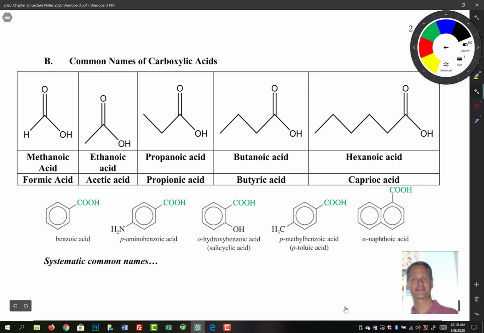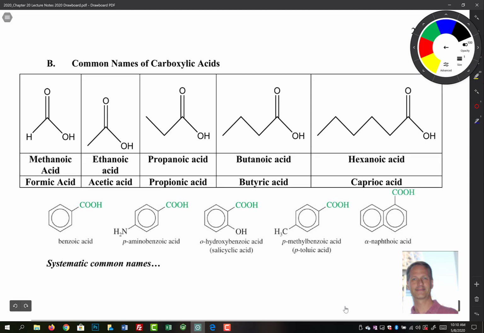3 carbons is propanoic, but it's often called propionic acid. 4 carbons, often called butyric, and 6 carbons, caproic acid. So that right there is oic acid, right?